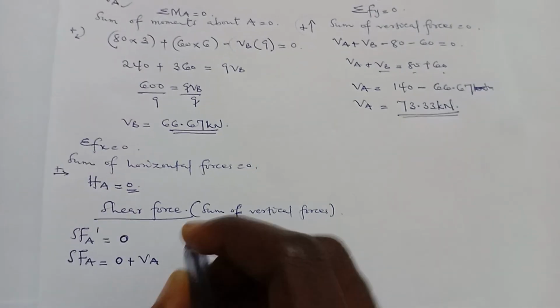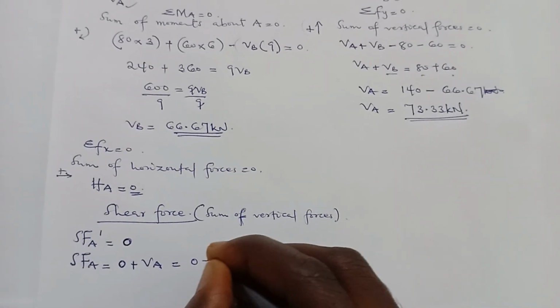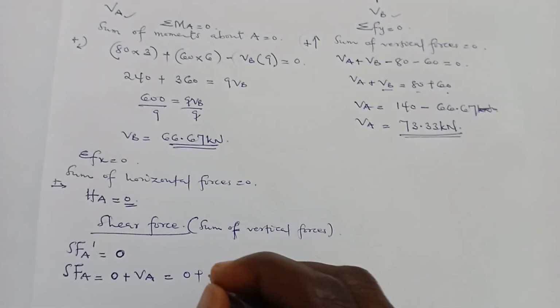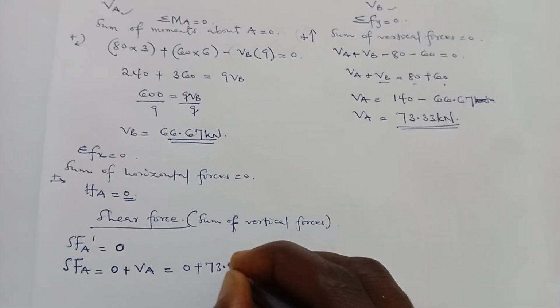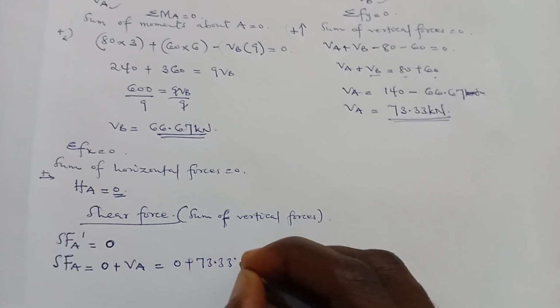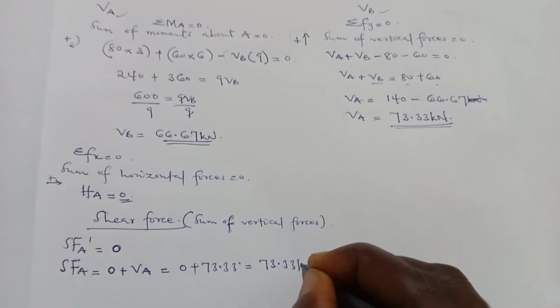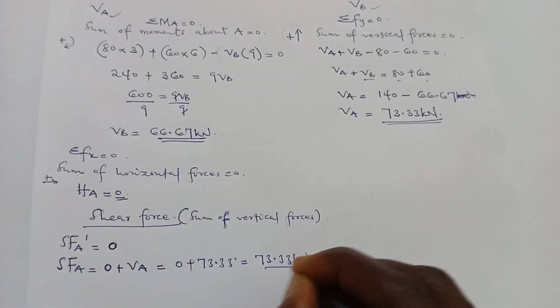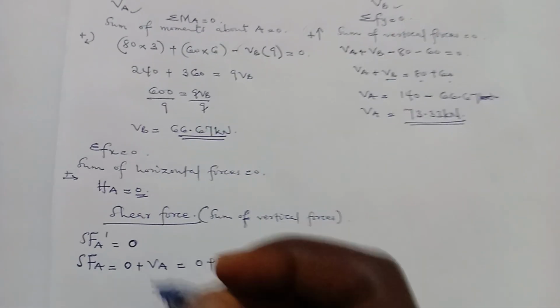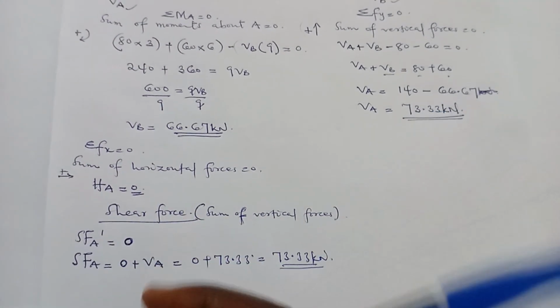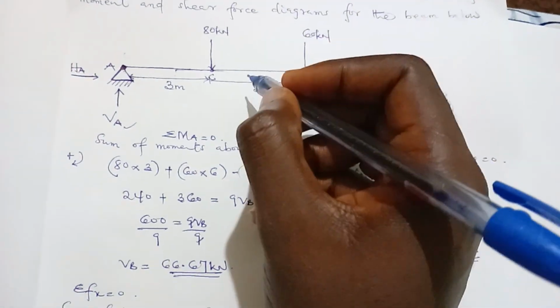We know VA to be 73.33. So when we sum this, we will get 73.33 kilonewton. So that's the shear force at A. So we've calculated the shear force at A prime and the shear force at A. Now move on to the shear force at C.